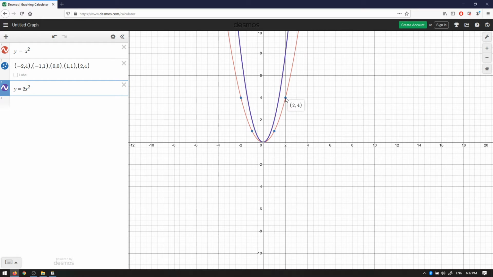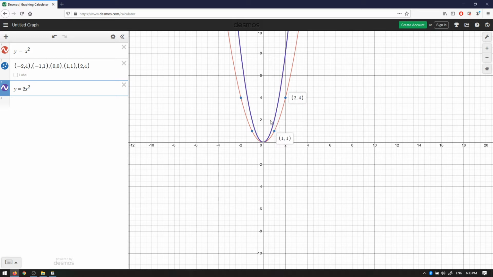Every single y value has been modified. So for example, I have (2, 4) in my red curve, but in my blue curve, it is (2, 8). Every y value is doubled. Now, of course, if I double (0, 0), it's not going to change. 2 times 0 is still 0. So that's why my vertex hasn't changed. What about (1, 1)? How has that changed? So (1, 1) on the red curve is now (1, 2) on the purple or blue.